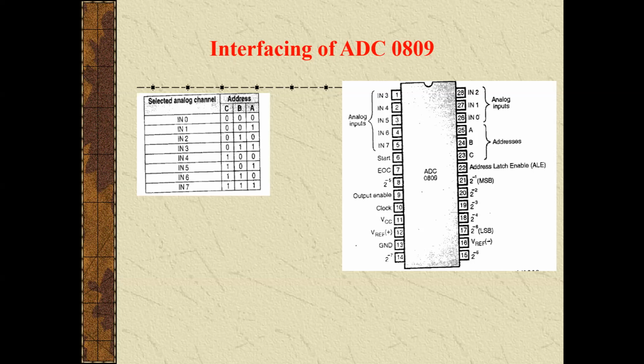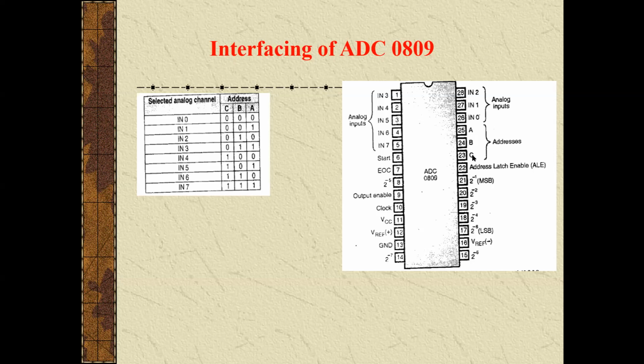Each one of these inputs will be converted to the 8-bit equivalent digital. However, these inputs are converted into digital form one by one and not all at the same time. Hence, one of these 8 inputs should be selected for the conversion, and this selection is done by means of the address pins A, B, C.